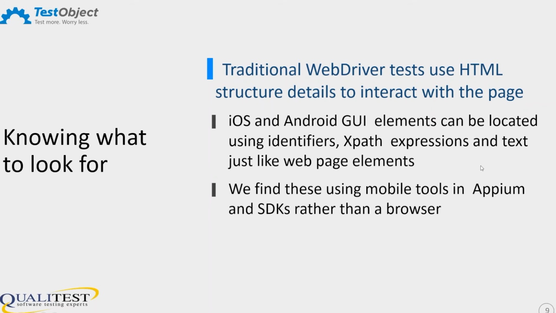The only difference between the way we write these for Appium and the way we write them for a web browser is with Appium we need to look for page elements using the device-owned toolkits. The Android tools and the Apple tools have inspectors within them that let you find out the details of what's on the page.